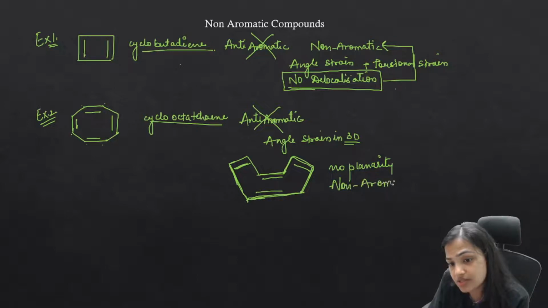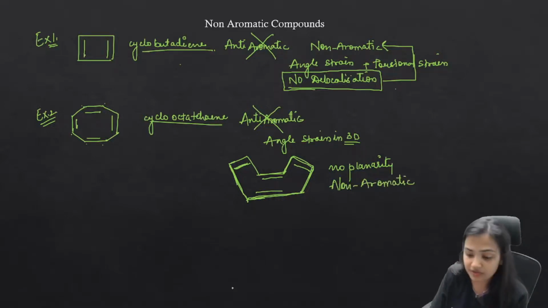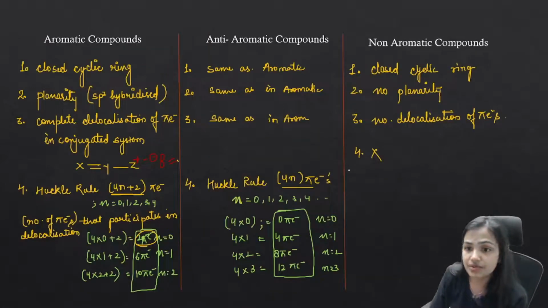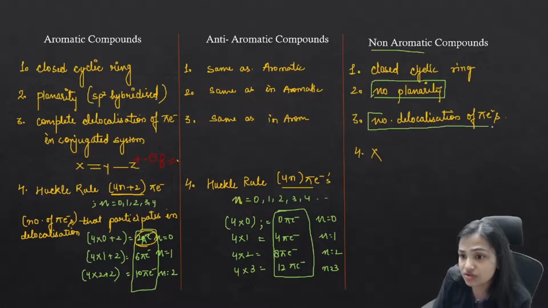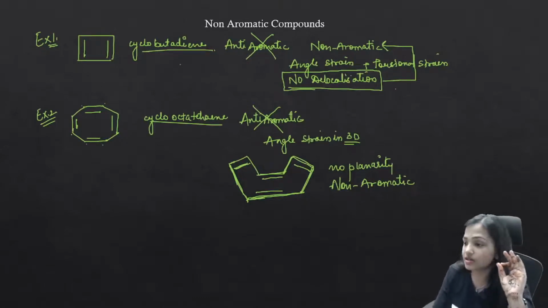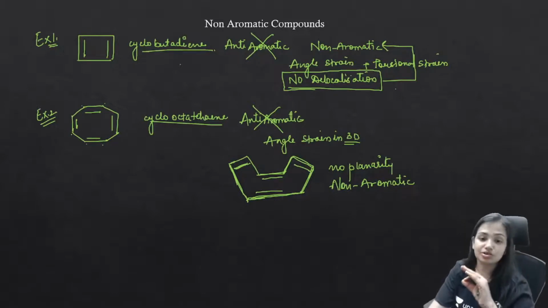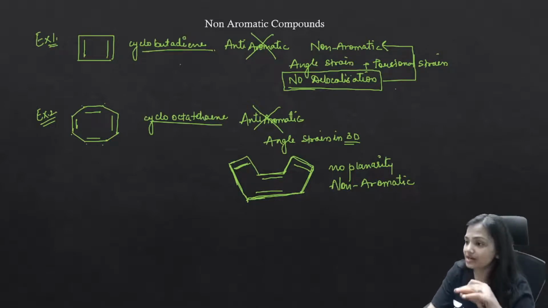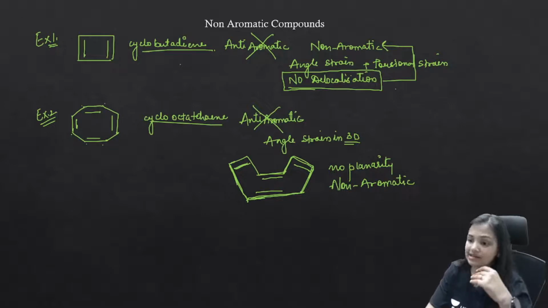Non-aromatic. Now see the points that I have given you on the very first page. If there is no planarity, then it is said to be a non-aromatic compound, and if there is no delocalization of pi electrons, it is said to be a non-aromatic compound. Is this clear? So these two examples need to be carefully understood for non-aromaticity. They are always misunderstood as anti-aromatic, but they are not anti-aromatic, they are non-aromatic in nature.